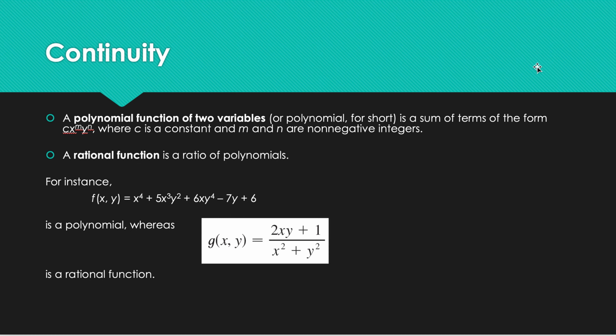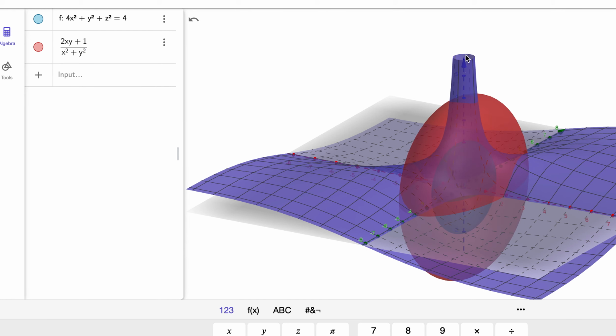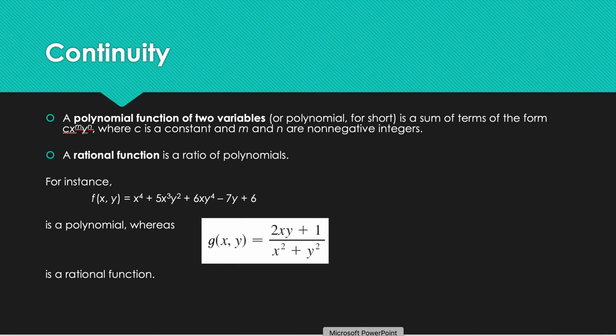This is a rational function, so the fact that it has this hole in the graph is not the same as having a hole in a two-dimensional graph. It's very different. So that is considered continuous because it's going to keep getting taller forever.